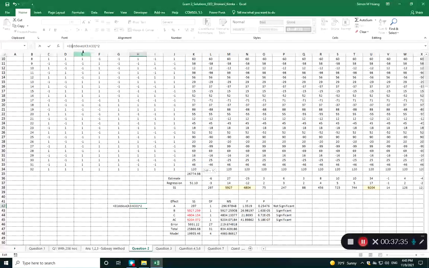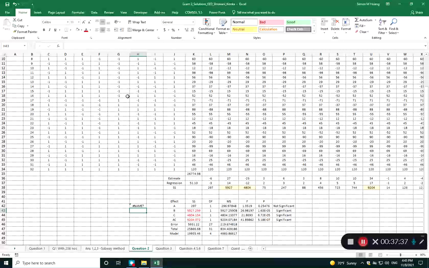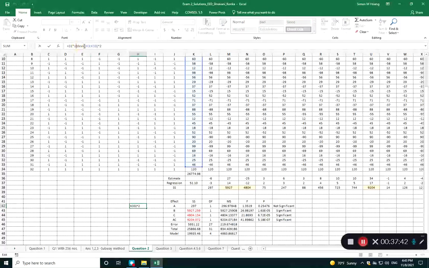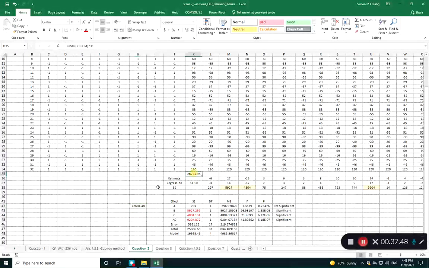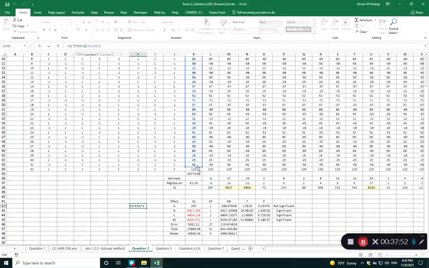And I think it's 31. The total variation is always the same, right? How come it's not the same? I guess we left the last one. Oh, I missed one. Okay.